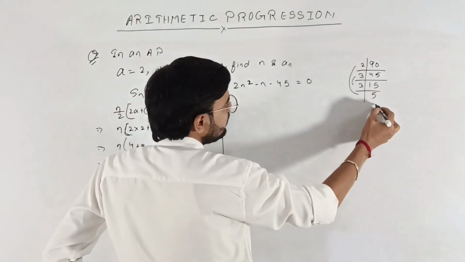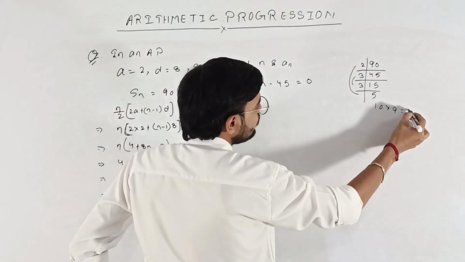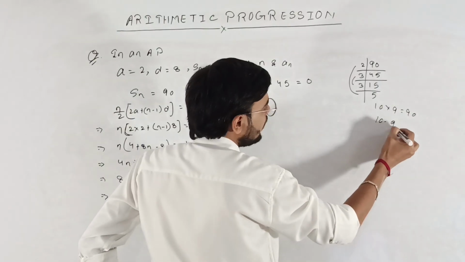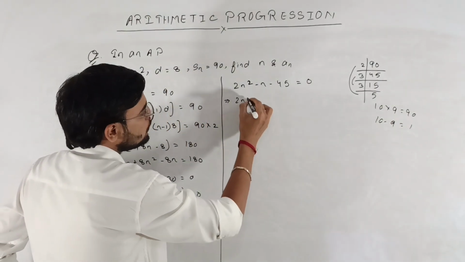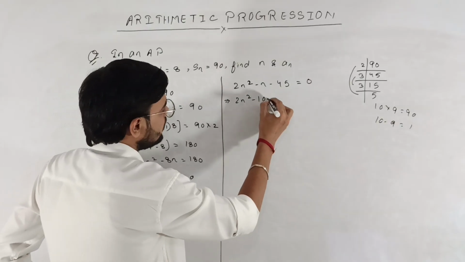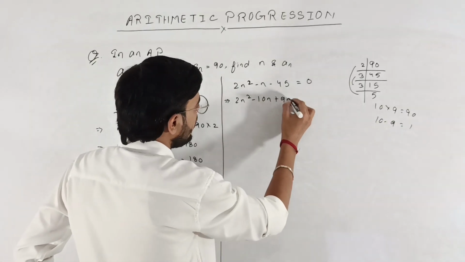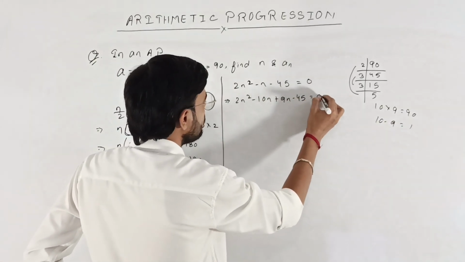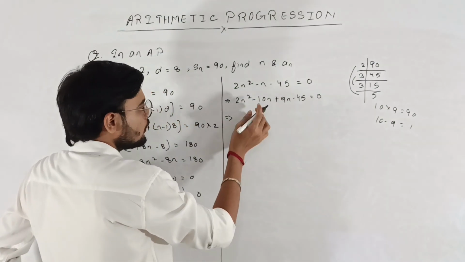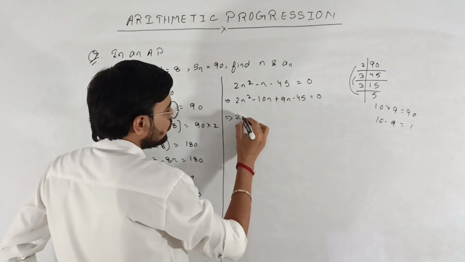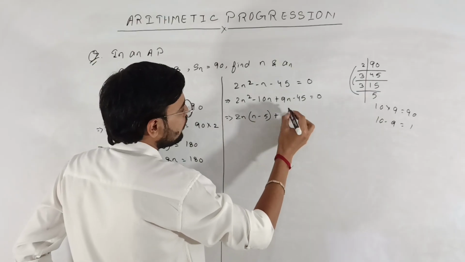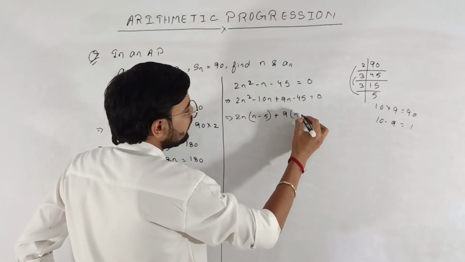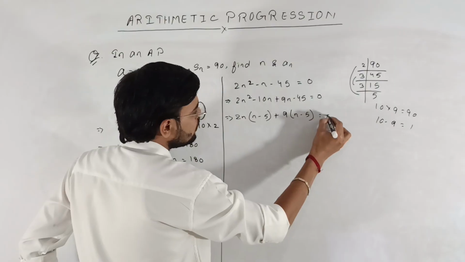3 times 30... 9 times 5 is 10, which means 10 into 9 is equal to 90, and 10 minus 9 is equal to 1. Now, so we have minus n. So this is 2n square minus 10n plus 9n minus 45 is equal to 0. Now from these two I take 2n as common, then what we left, n minus 5. Now from this 9 is common, then we left n minus 5 is equal to 0.